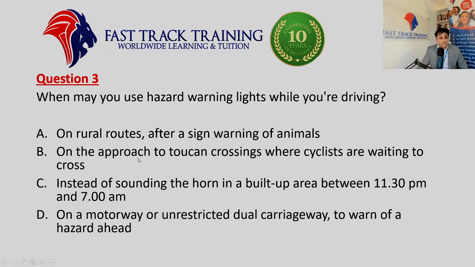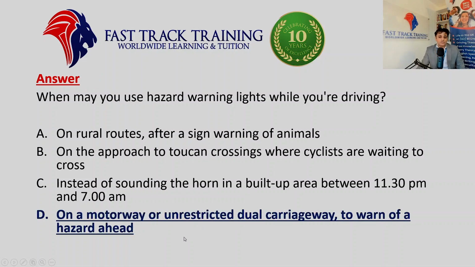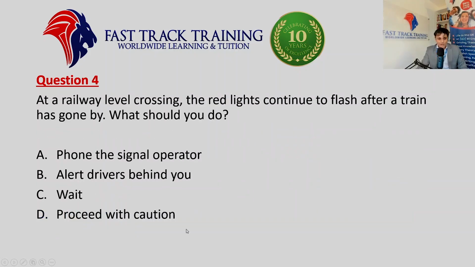On rural routes, after a sign warning of animals, on the approach to Toucan crossings where cyclists are waiting to cross, instead of sounding the horn in a built-up area between 11:30 p.m. and 7 a.m, on a motorway or unrestricted dual carriageway to warn of a hazard ahead. The correct answer is on a motorway or unrestricted dual carriageway to warn of a hazard ahead. So you use the hazard warning lights to let people know ahead of you there's something that's slowing you down.